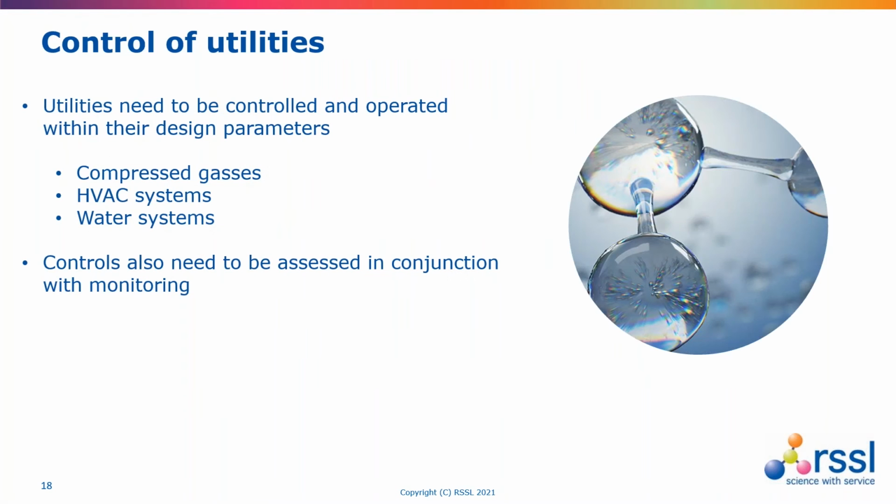Another element is the control of utilities, and utilities need to be controlled and operated within their design parameters. So we need to have an understanding of what those design parameters are, and then whether the requalifications or recertifications are referenced back to those original design specifications, and whether we have appropriate operational systems in place to know that day to day we're within those design parameters. So this would apply to things like compressed gases, HVAC systems, and water systems.